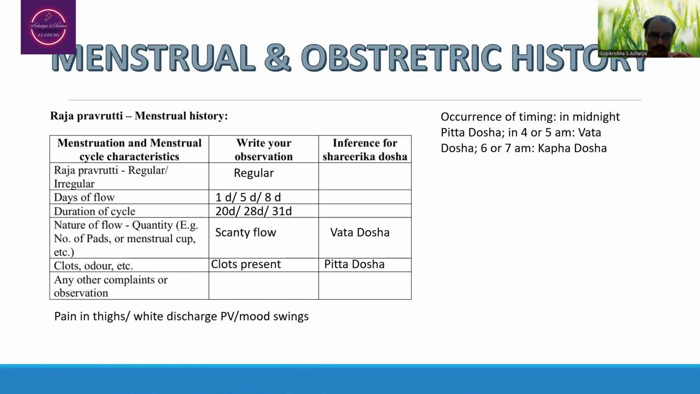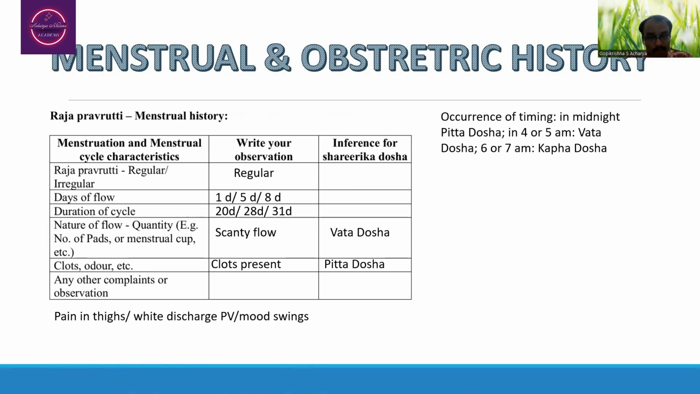Regarding the nature of flow, that means how much quantity of flow, that has to be recorded. This can be predicted based on the number of pads that are being used by the lady, or the use of a menstrual cup. Based on that, we can analyze the nature of flow.